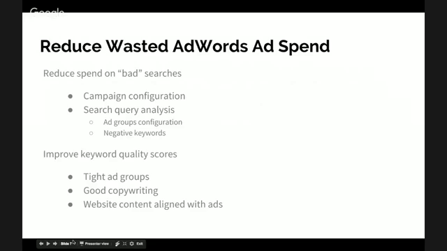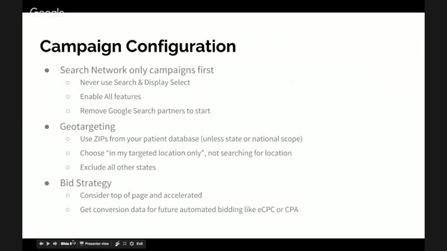And then to improve keyword quality scores, which actually will reduce your cost per click in comparison to your competition. We're going to see how writing tight ad groups, doing good copywriting, and aligning your website content with your ads can make improvements. So let's start with campaign configuration. When you create a new campaign, only ever utilize the search network.